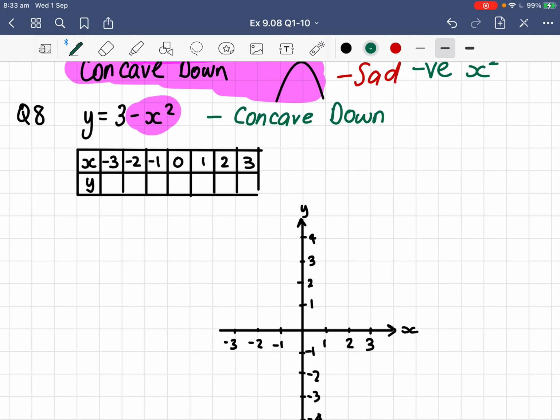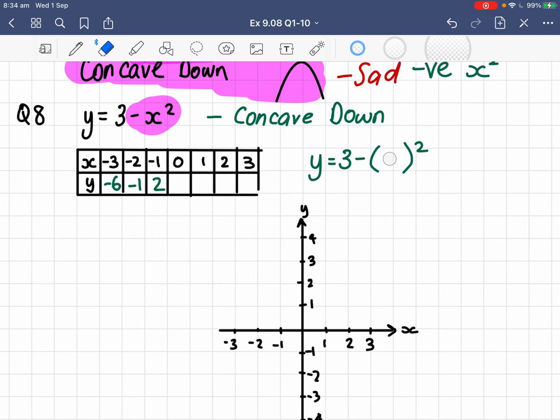So our first one, x equals -3, we'll have y equals 3 minus -3 squared. When we put that into our calculator, so 3 minus bracket minus 3 squared, we get a value of -6. Now we want to put -2 into our brackets. So it'll be 3 minus -2 squared, and we get a value of -1. Now we want to put -1 into our brackets because that's our next x value. So 3 minus bracket -1 squared gives us a value of 2.